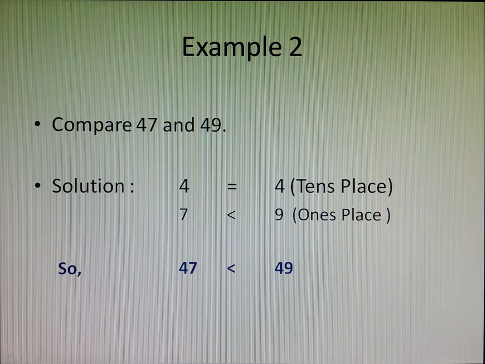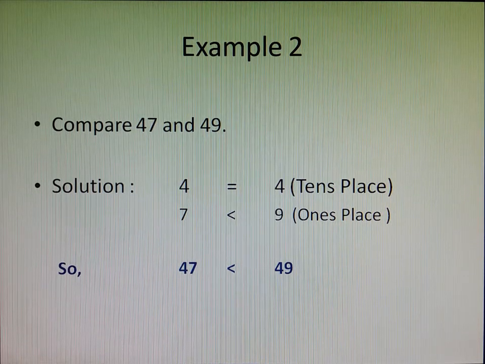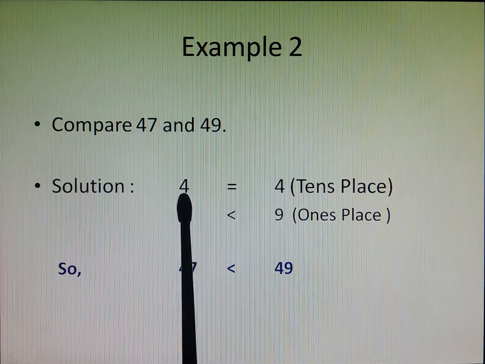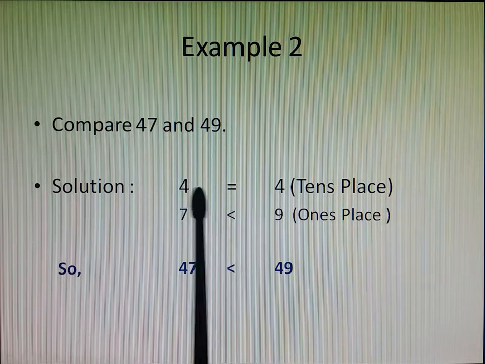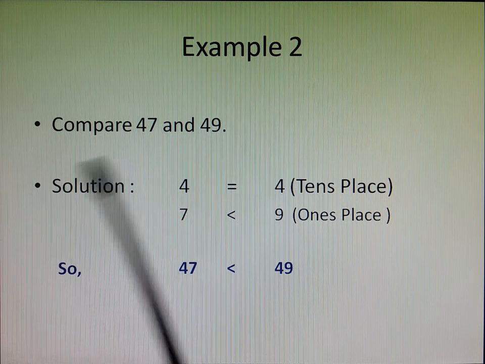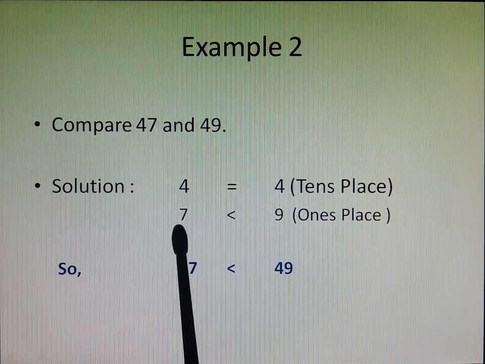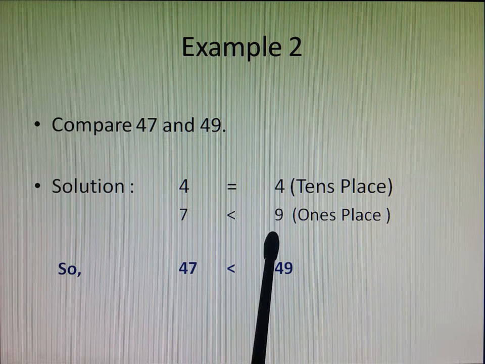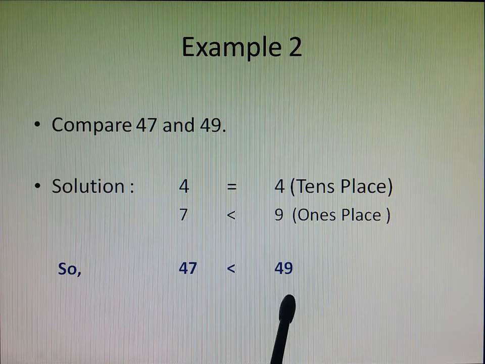Next, compare 47 and 49. Let's first compare the digits at the tens place. We have the same digits at the tens place, that is 4 and 4. Both the digits are equal. Now let's compare the digits at the ones place. At the ones place we have the digits 7 and 9, and as you know 7 is less than 9, so 47 is less than 49.